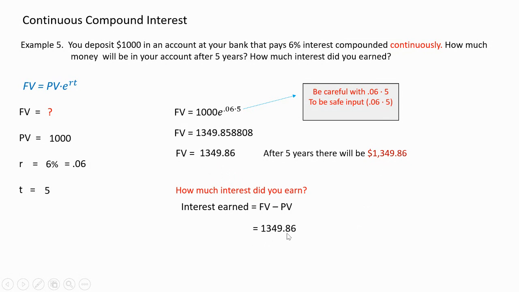And how much interest did you earn? It's going to be 1,349.86 minus the 1,000, which will be $349.86.